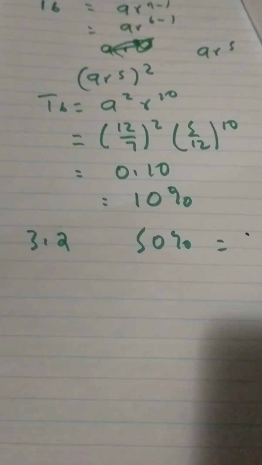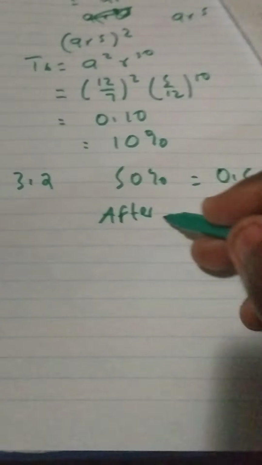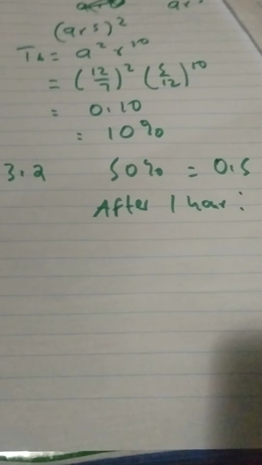It's 1% per hour, so we're talking about percentage. 50% is the same as 0.5, right? So every 1 hour we're losing 1% of that. After 1 hour, we're going to have 1% of 50, which is the first one. What's 1% of 50 again? Just to be safe, guys, 1% of 50 is 0.5. I didn't think about it that way.